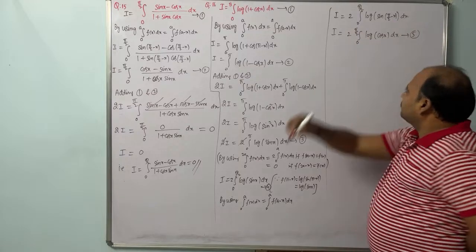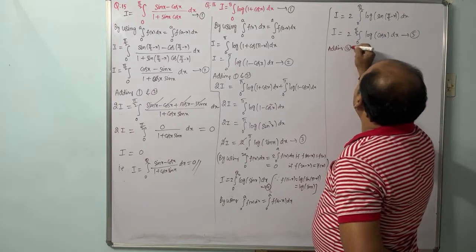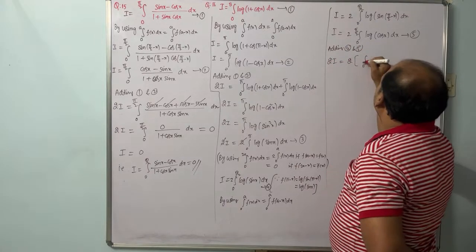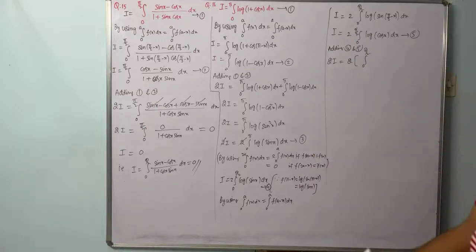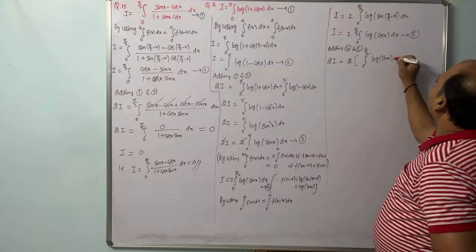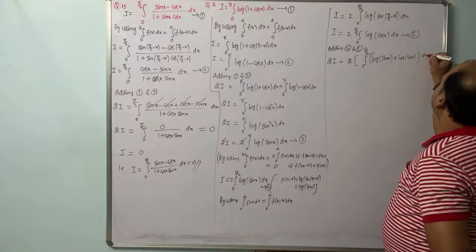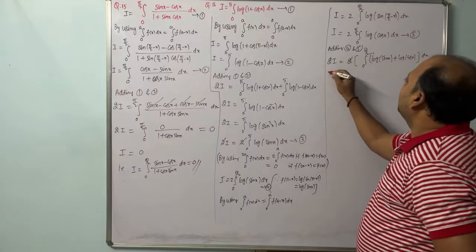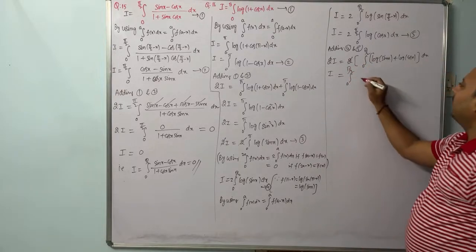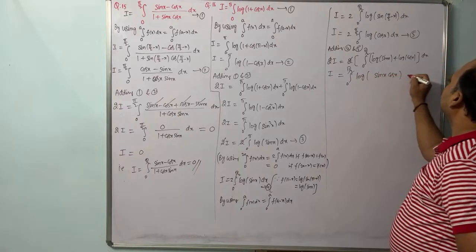Equation number 5. Again adding 1 and 4 and 5. Adding 4 and 5, so 2I equal to 2 take common integral 0 to pi by 2 of log sin x plus log cos x into dx. So 2 get cancelled. I equal to integral 0 to pi by 2, log a plus log b is log ab, so log sin x into cos x dx.